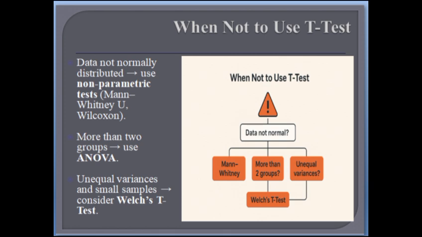When not to use a t-test. T-tests are great but not for every situation. If your data breaks assumptions and is not normally distributed, switch to a non-parametric test. Use non-parametric tests like Mann-Whitney U test and Wilcoxon. For more than two groups, use ANOVA. And for unequal variances and small sample, consider Welch's t-test.